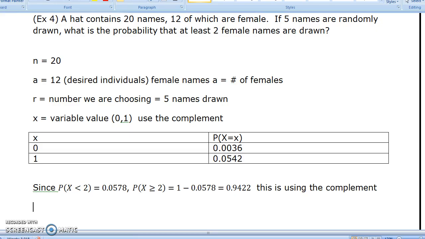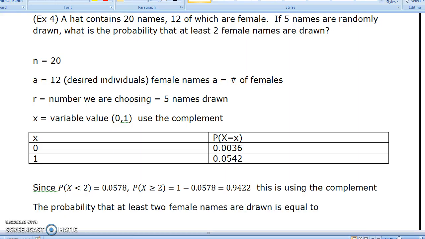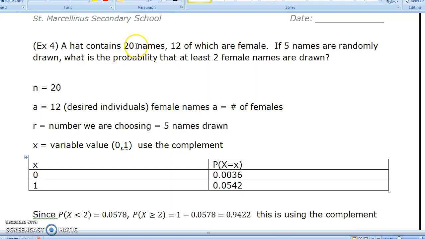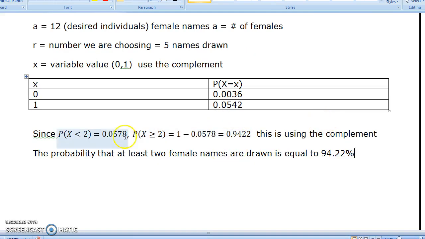So our conclusion: the probability that at least 2 female names are drawn is equal to 94.22%. Okay, so again, it's quite likely because the females outnumber the males, 12 to 8. It's not going to be that common that no females are chosen or only one is chosen, because there are more women than men in this question.